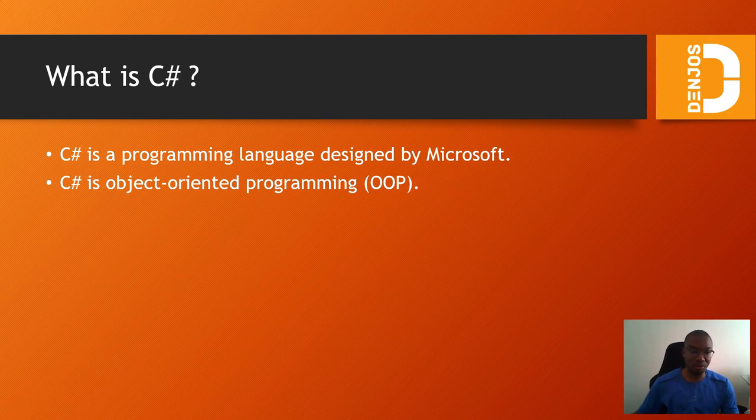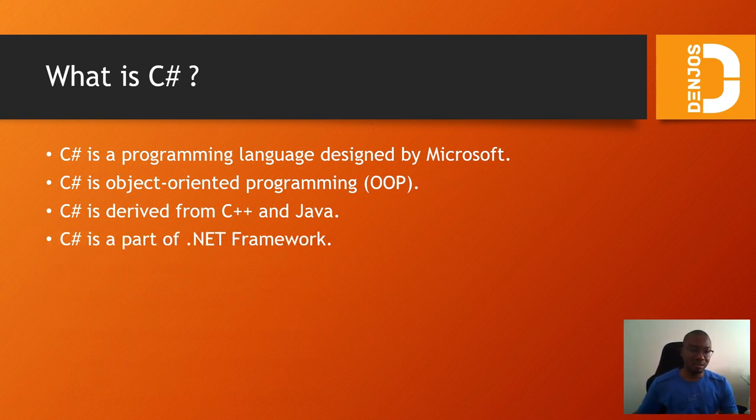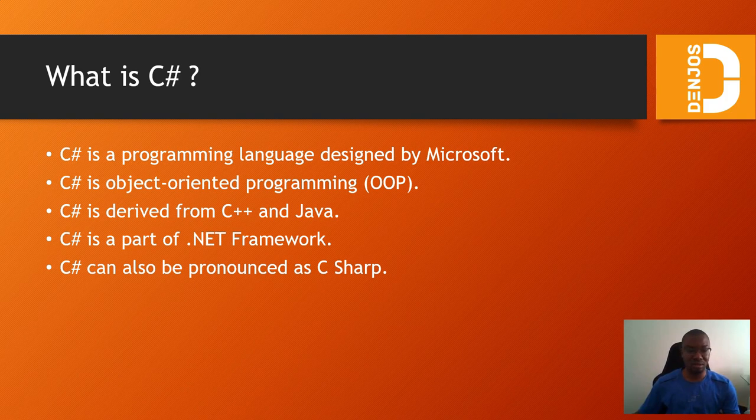It's basically object-oriented programming. Now, there are other lectures about object-oriented programming out there, a lot of tutorials, lots of them. So if you want to know more about OOP, then go take classes or search for tutorials on object-oriented programming. C# is derived from C++ and Java. C# is a part of the .NET framework. C# is also pronounced as C Sharp. Okay.